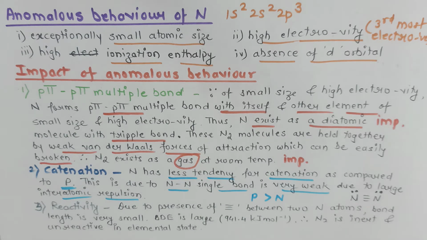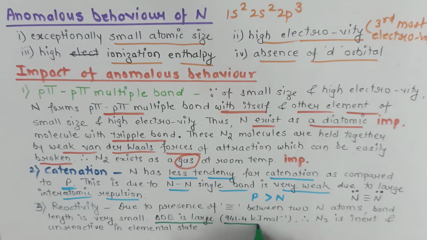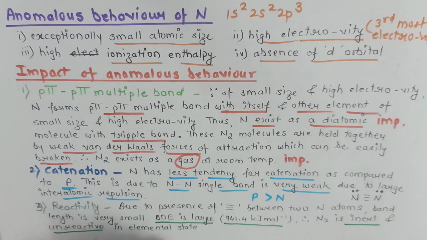Now coming to reactivity, we know the nitrogen molecule has a triple bond between two nitrogen atoms. As a result, what will happen? Bond dissociation enthalpy becomes very large, about 941.4 kilojoule per mole. A large amount of energy is required to break this triple bond, and therefore nitrogen becomes inert and unreactive in the elemental state.